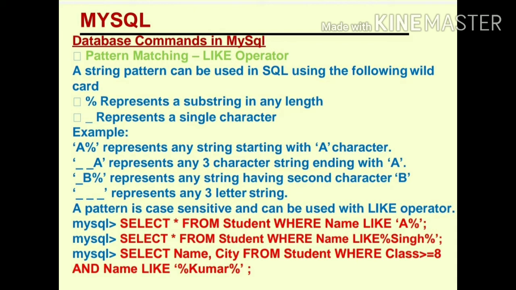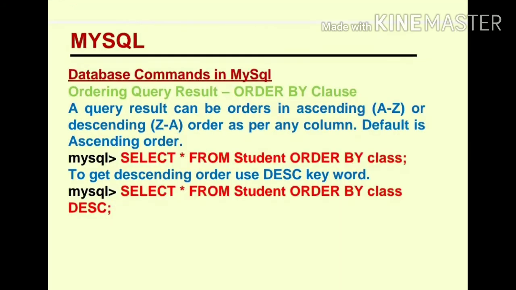Percentage means many characters and one underscore means one character. You can see here underscore A. It means it should end with A but it will have only 3 characters. Underscore B percentage means it will have any character but the second character should be B. Three underscores we are using, so all those students whose name has 3 characters, their name will come. And the first example, A percentage, means we want the names of all the students whose name starts from A. Like is the operator which is used to match a particular pattern. We can also use not with like: where name not like 'A%'. So it will leave those rows.